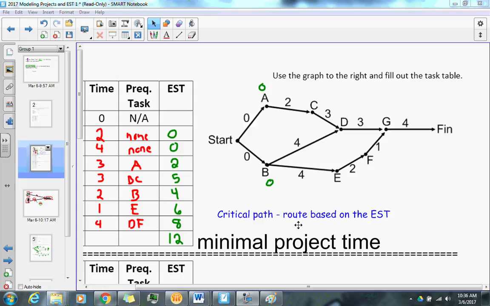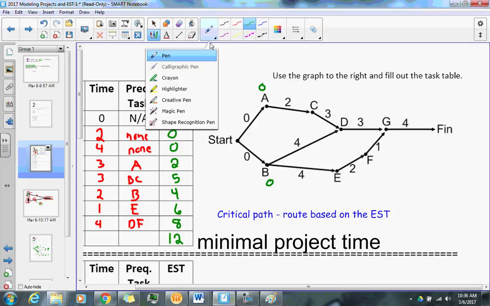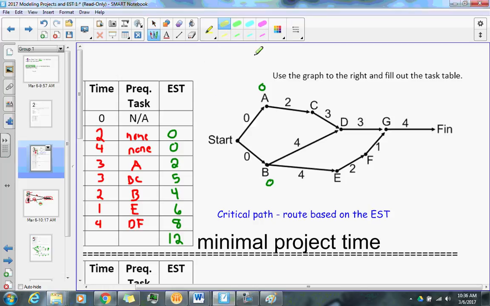Now, once again, it's one of those situations where let me show you how to do it, and then hopefully you'll be able to catch on. Also, a highlighter is going to help you out. So what we have here is we're starting with start, obviously. Both ESTs are at 0, so I'm making 2 highlighted sections of this. These are my 2 potential paths.